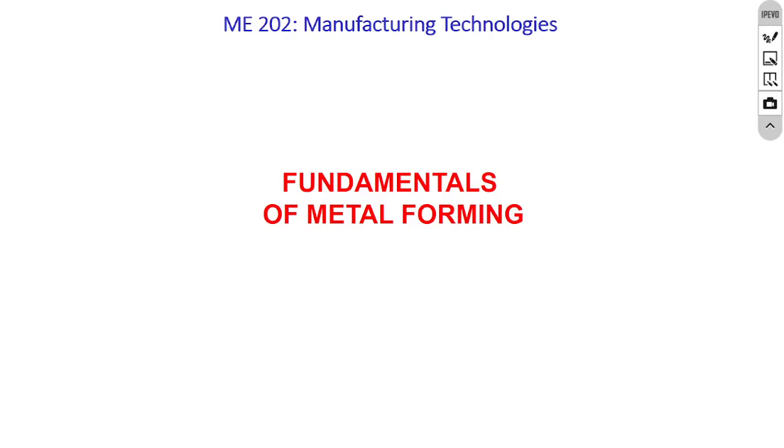In the name you see it is written metal. This means the material is a metal, not plastic, not wood, not any other, but it is metal. And by forming, we mean setting the shape and the size of the object. How? Not via cutting the material, just via plastically deforming the material, permanently changing its shape and its size.